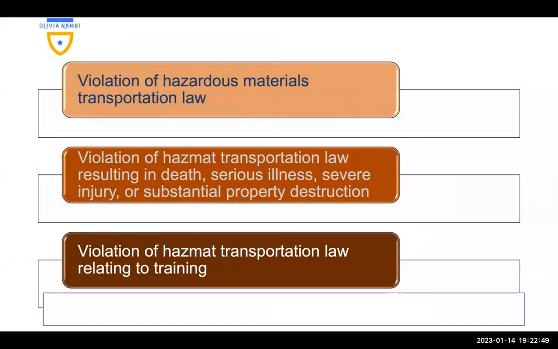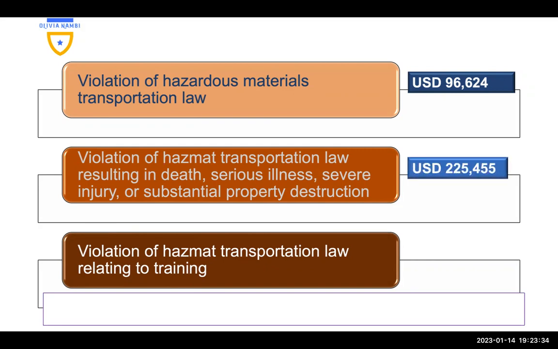We are going to go through the penalties and also get to know the classification of the violations as given to us by the FAA. Violation of hazardous materials transportation law attracts $96,624. Violation of hazardous materials transportation law resulting in death, serious illness, severe injury, or substantial property destruction attracts $225,455.